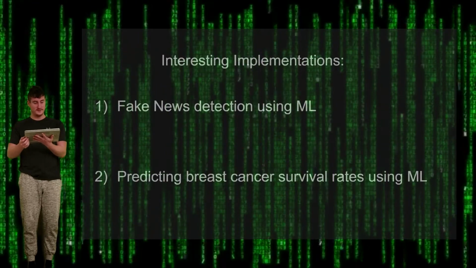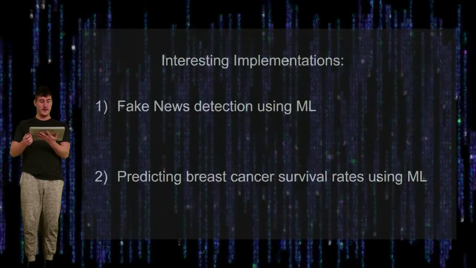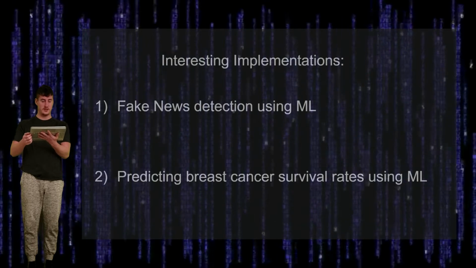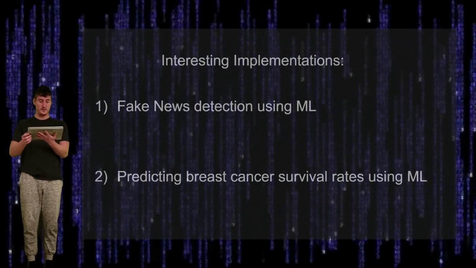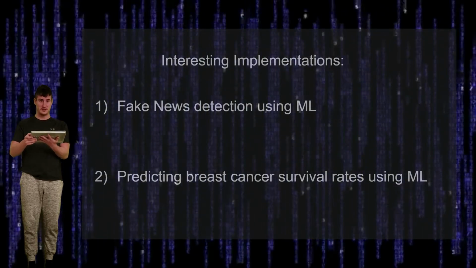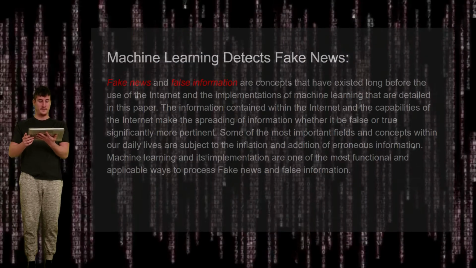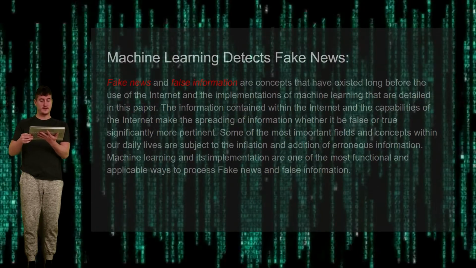Interesting implementations. The first one is fake news detection using machine learning. And the second one is predicting breast cancer survival rates using machine learning. All right, number one, machine learning detects fake news.